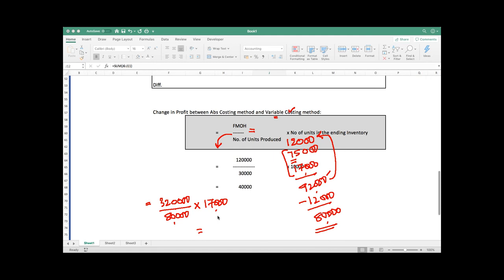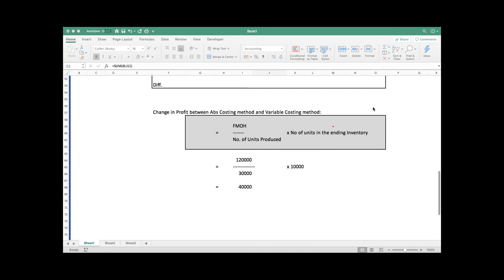So you produced 80,000. If you want to know the difference in the profit between absorption costing and variable costing, you are given information here. The fixed manufacturing overhead, 320,000, divided by the number of units produced, 80,000, times the number of ending inventory, that is 17,000. So 320,000 divided by 80,000 times 17,000 will give you the difference in profit between these two methods, which is 68,000, between absorption costing and variable costing method. Now, this is the difference in the inventory and the difference in the profit as well.